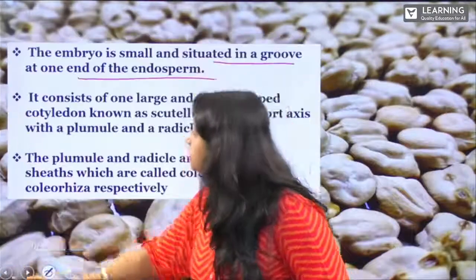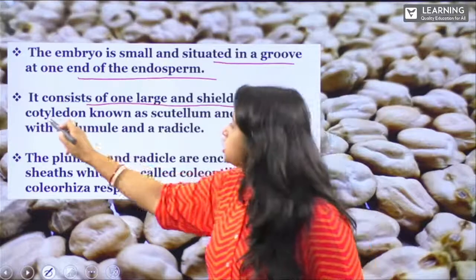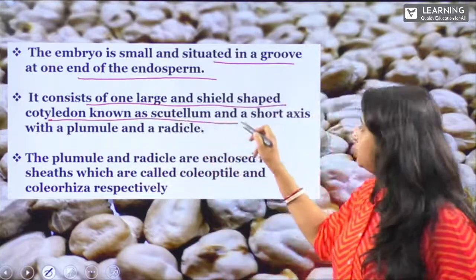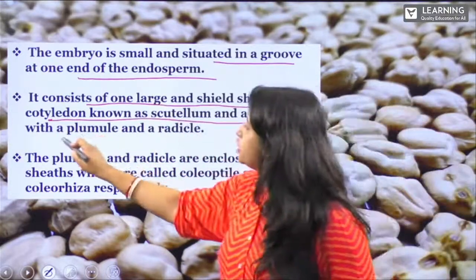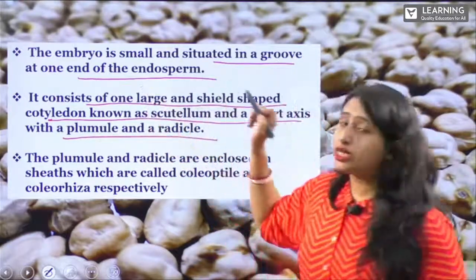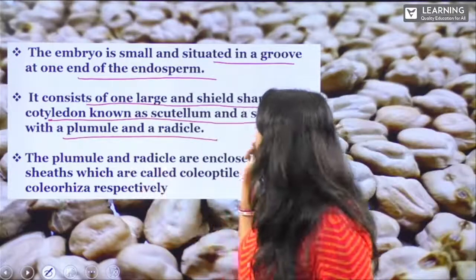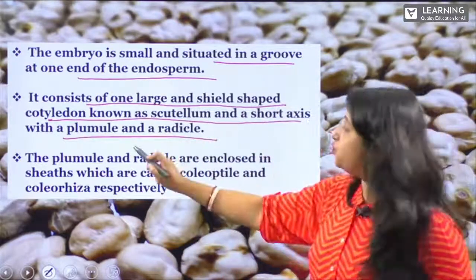So yes, it consists of one large and shield-shaped cotyledon known as the scutellum and a short axis with a plumule and a radicle. So it consists of what? It consists of one large and shield-shaped cotyledon and one short axis with a plumule.